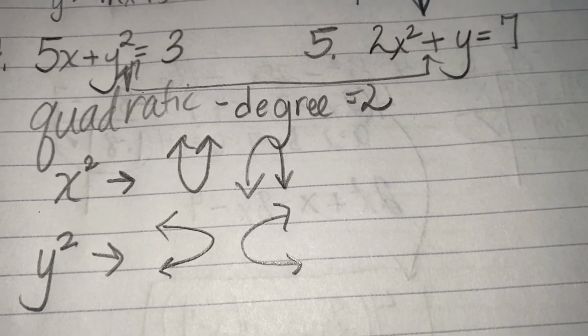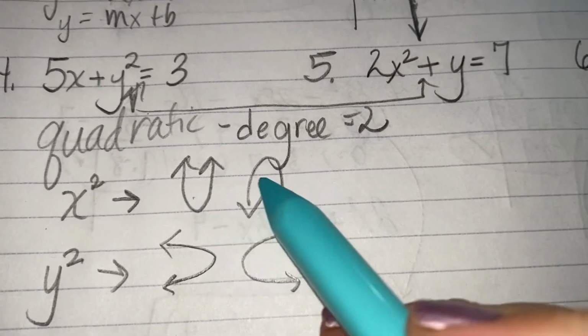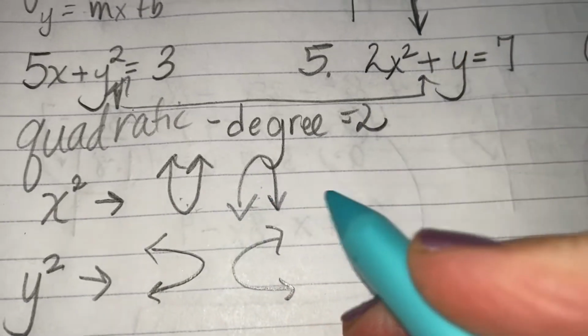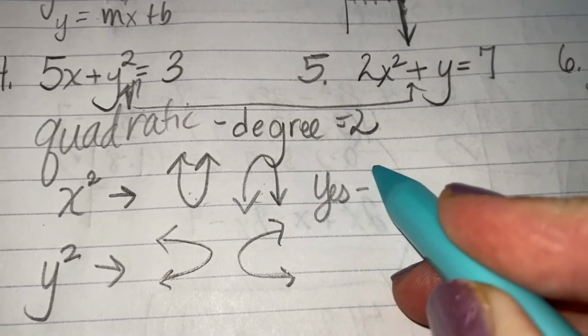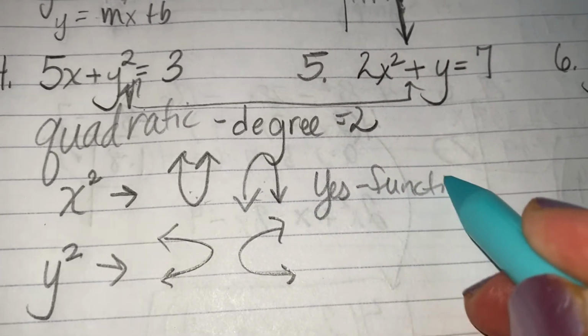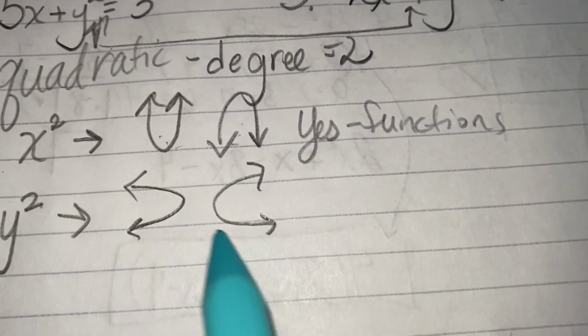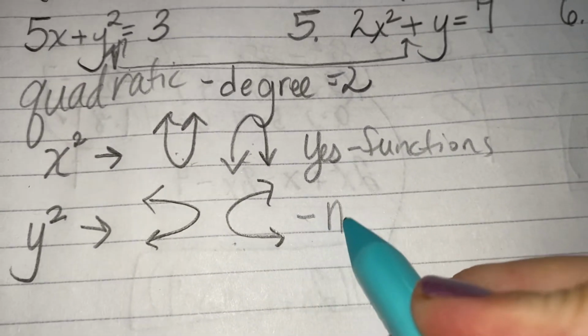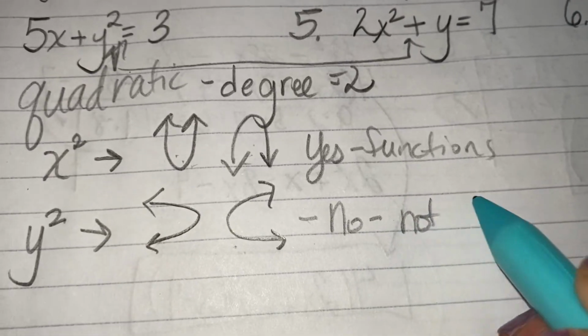So I want to look at these two. Would these two pass the vertical line test? Yes, these are functions. Would these two pass the vertical line test? No, they would fail the vertical line test, so they're not functions.